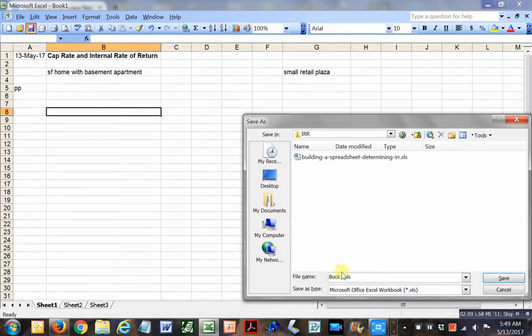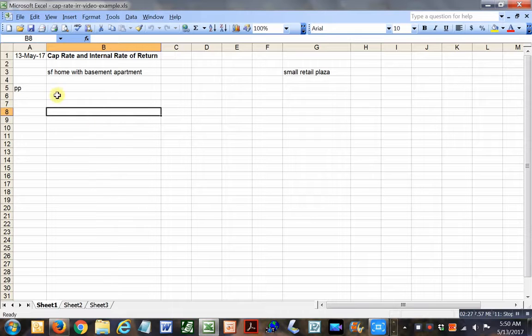And I don't like to leave spaces, right? So cap rate hyphen internal rate of return video example. And what I'll do after this video is over is I will put this in Dropbox, and I'll make sure on YouTube that the link is there so you can download it.